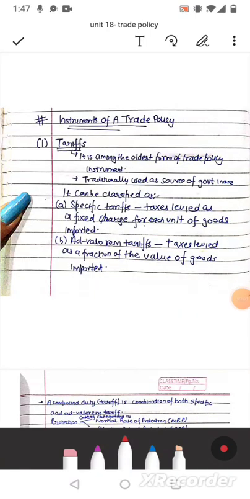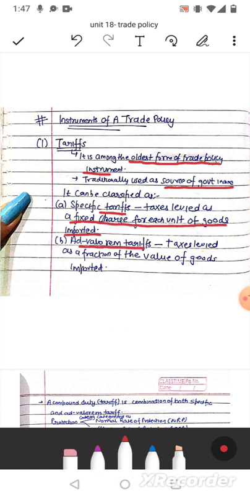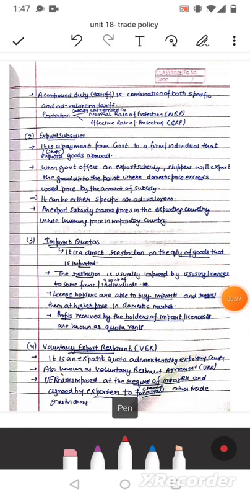Today we'll discuss MSc 205 Unit 18 Trade Policy, Instruments of Trade Policy. First is tariff. It is the oldest form of trade policy instrument. It is traditionally used as a source of government income or revenue. It can be classified as specific tariffs, tax levied as a fixed amount on each unit of goods imported, ad valorem tariff, tax levied as a fraction of value of goods imported. Then we have a compound duty tariff. It is a combination of both specific and ad valorem tariff.